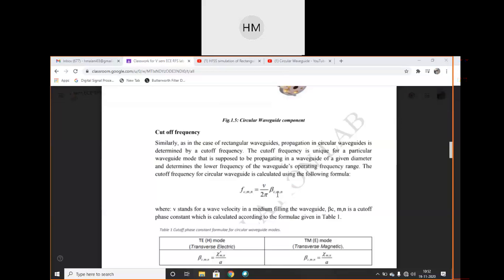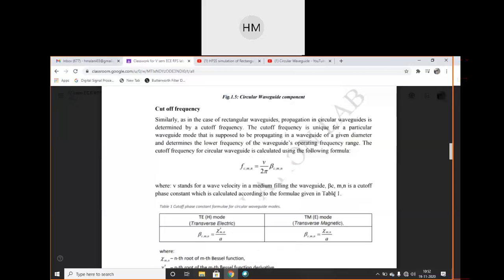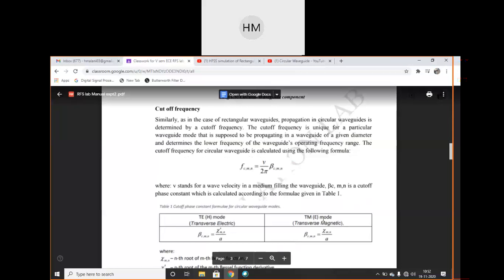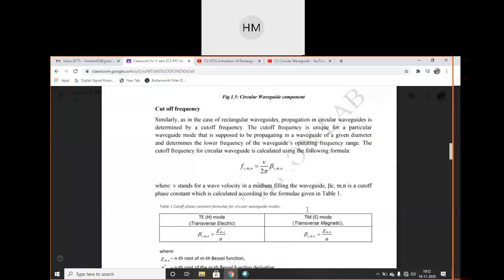What is beta c? It is a cutoff phase constant, beta c, which is calculated according to the formula given in the table. This table will help you to find out the value of phase constant. Cutoff phase constant formula for circular waveguide modes, TE modes and TM modes, transverse electric and transverse magnetic modes. So beta c is a very important parameter, as it tells you about the cutoff phase constant on which your cutoff frequency depends. Fc is equal to nu upon 2 pi beta c.